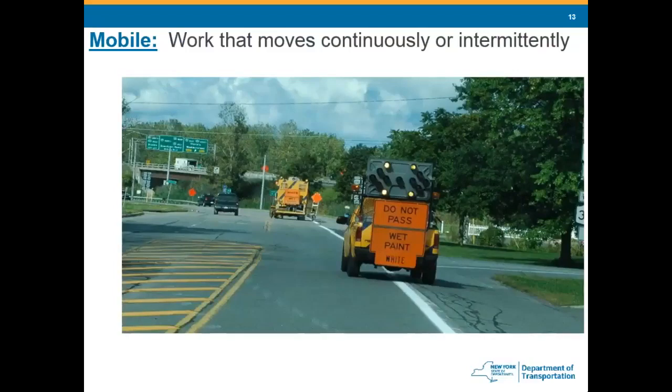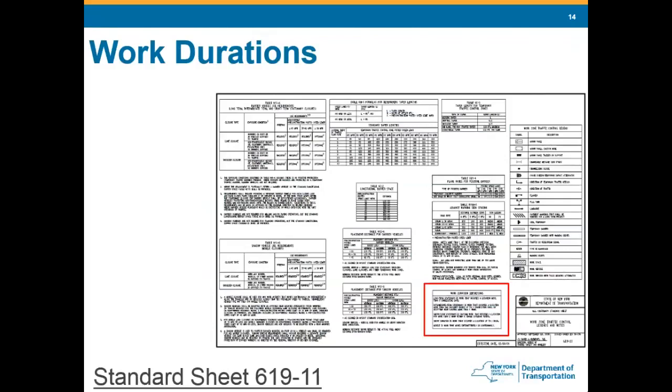Typically, if it does change, it's going to be decided upon by probably, here at least in Region 2, our traffic department, our friends in traffic, or the construction supervisor, or the EIC, a combination of those folks. So, guess what? 61911. This is where the work duration tables are, and this is where we're going to get that information.